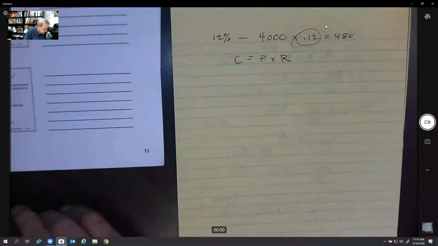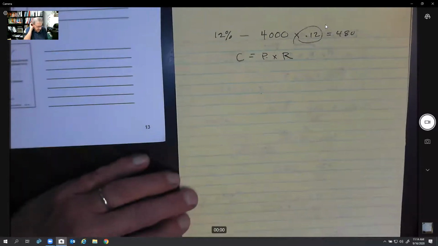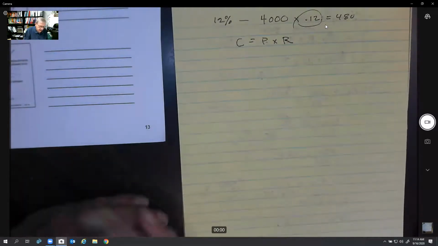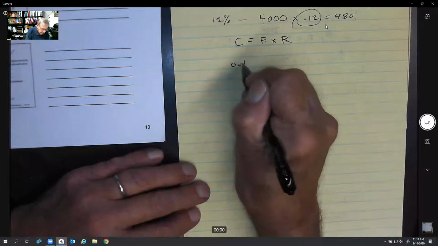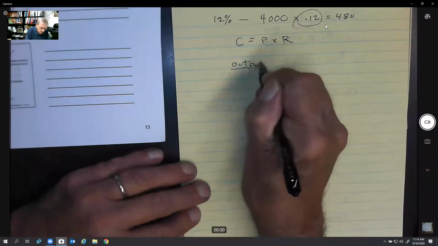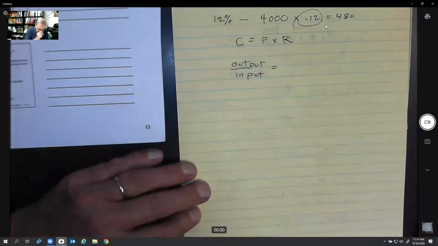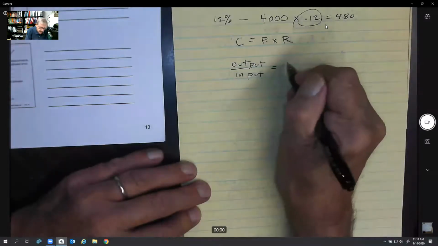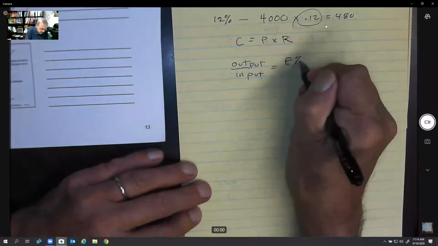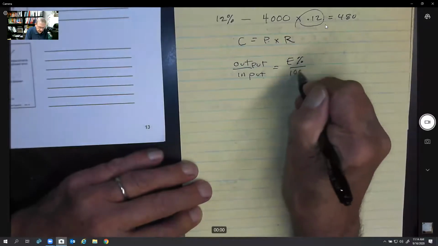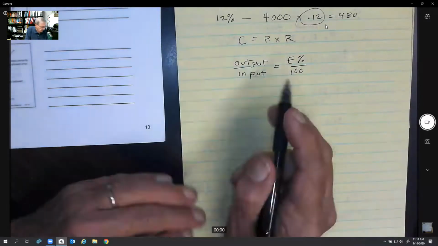Okay. Talked about that one. In the book, they have some things with efficiency. Output over input equals efficiency, which is a percent, over 100. So that's just like the part over the total.